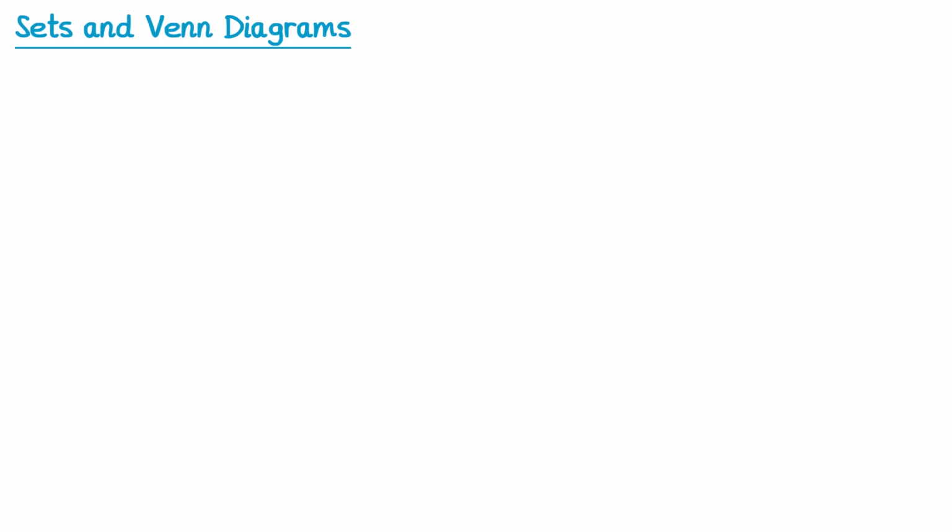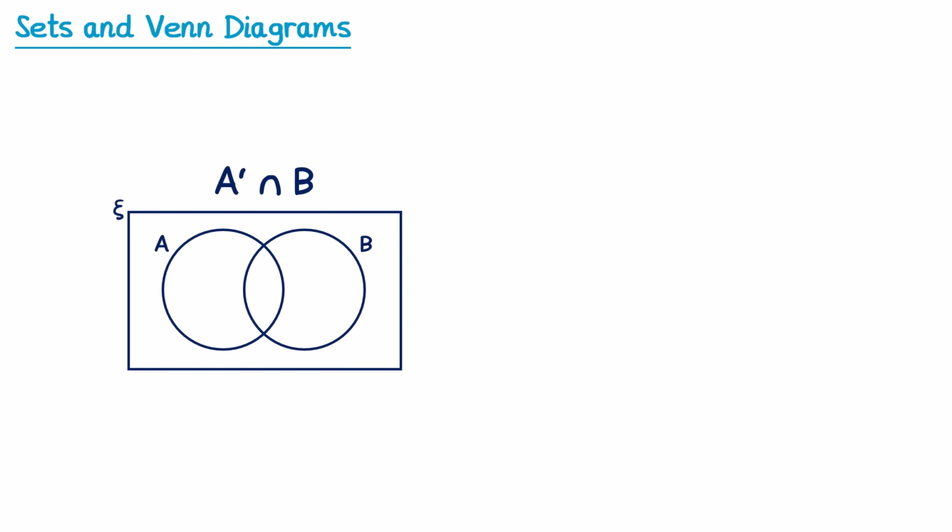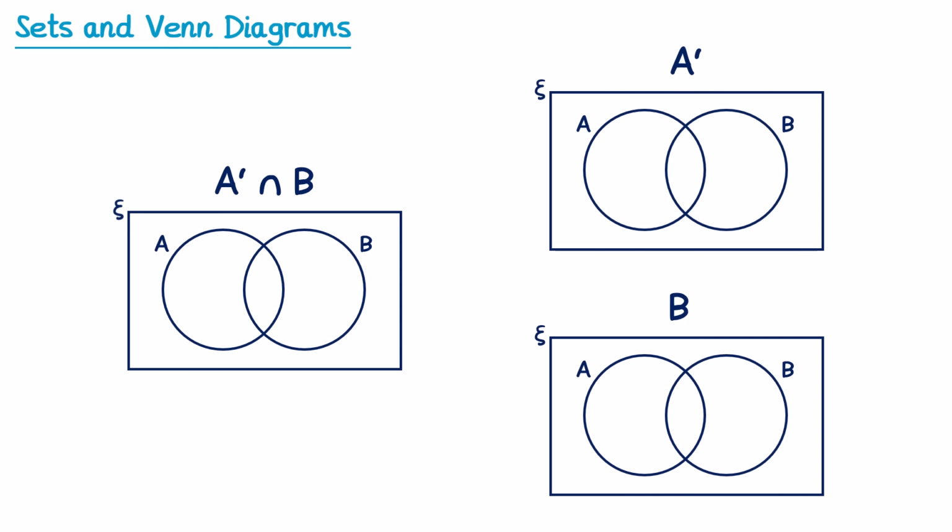You could also be asked to shade a set that looks like this, which is not A and B. If you're given a set like this, my advice would be to imagine the set separately first. The set not A, you should already know, it's everything not in the A circle, and the set B is just the B circle. Remember, this symbol here means AND. So we're looking for everything that's in the set not A and also in the set B. So we're looking for the regions that are common to both of these diagrams.